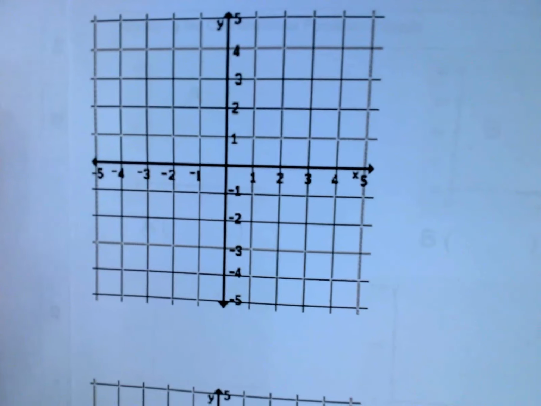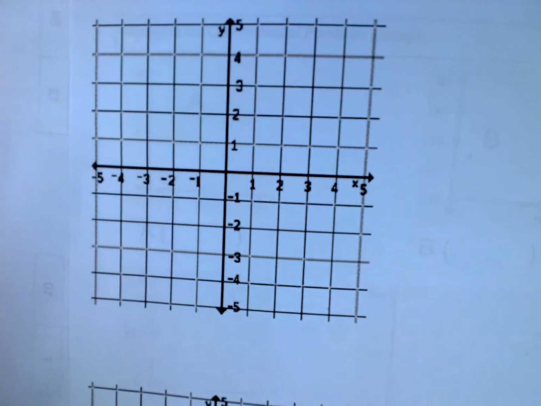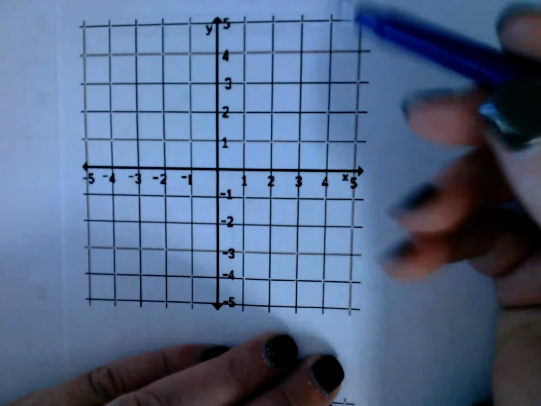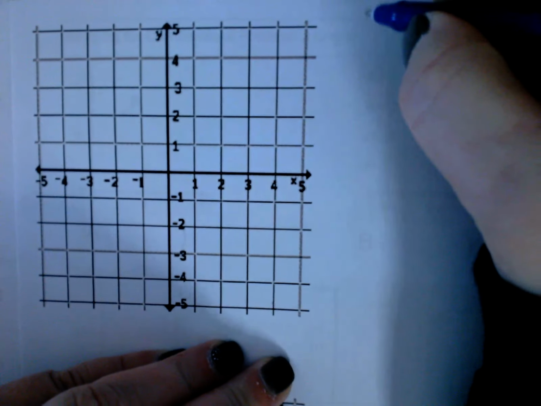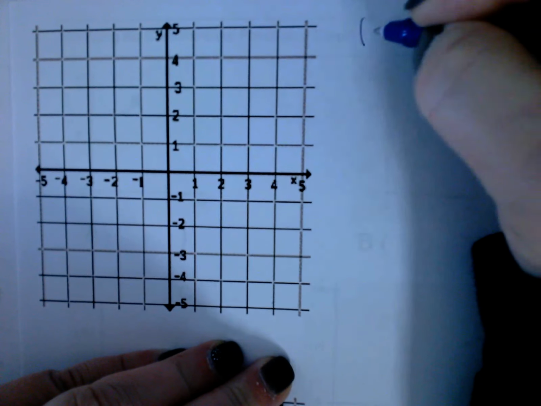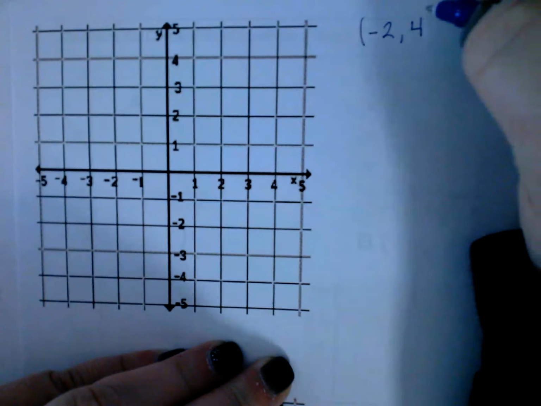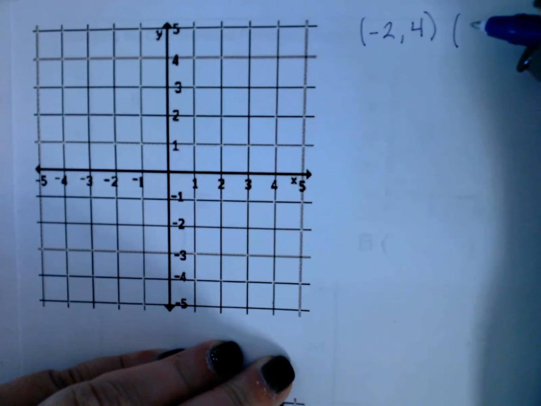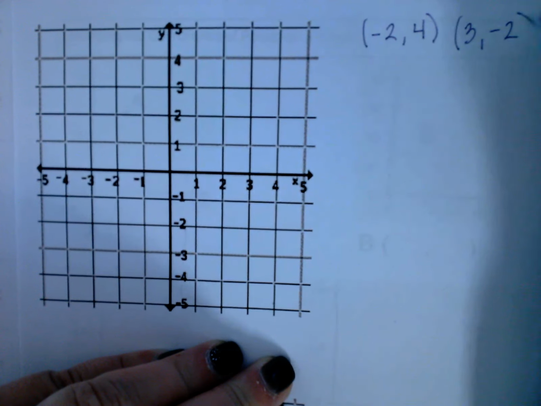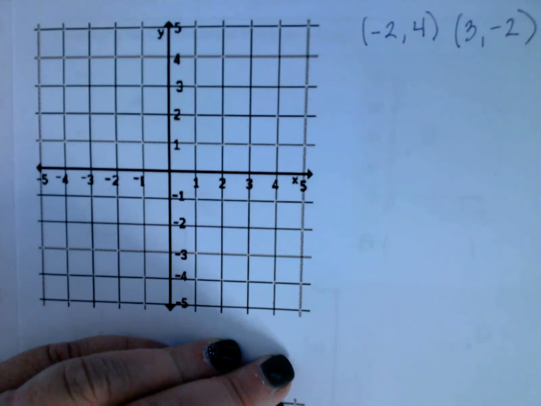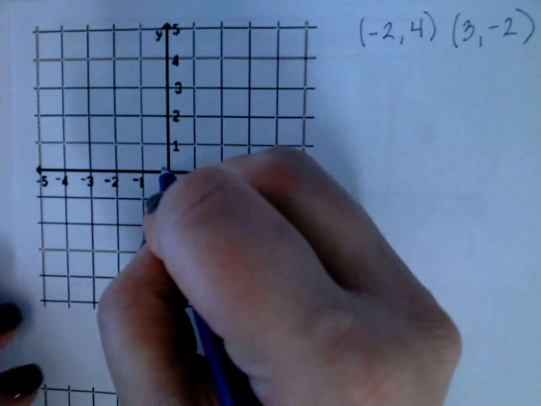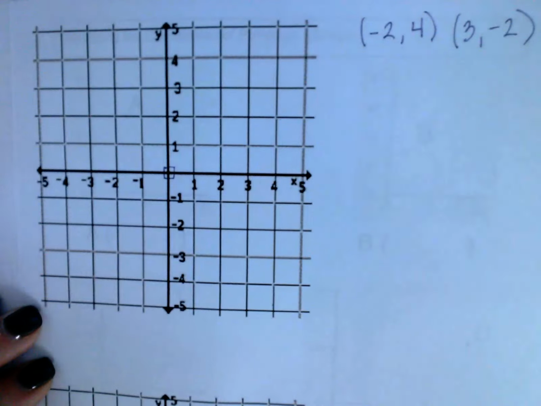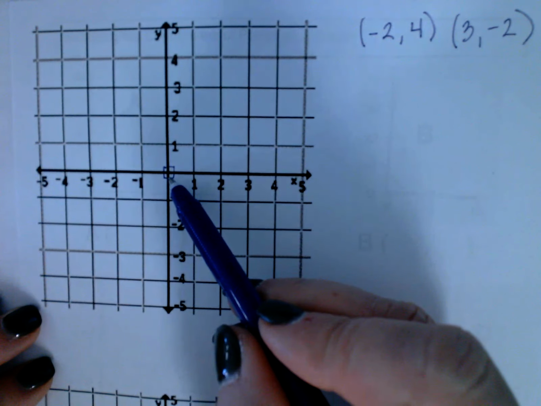On the piece of paper you should have two grids. Mine is a little bit bigger than yours. But whatever I write, once again, I would like you to write down. I'm going to give you two ordered pairs. The first ordered pair is -2, 4. The second ordered pair that I want you to graph is 3, -2. Just a friendly reminder, we will start at the origin. Remember, sometimes I put a box where the origin is.